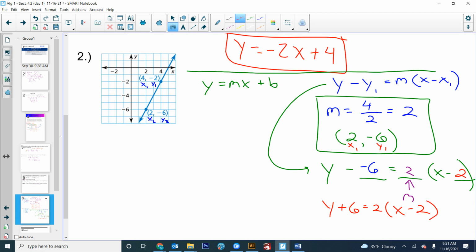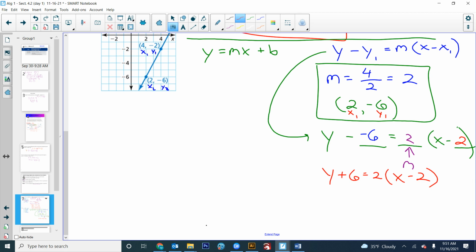If the quiz said to put your answer in point slope form, you would stop right there. Do you understand that? That is point slope form. I will say it again. That is point slope form. You would leave it just like that. But that's not what it said. It said to put it in slope intercept. Okay? So we're going to distribute the 2 to the x and the negative 2. So y plus 6 equals 2x minus 4.